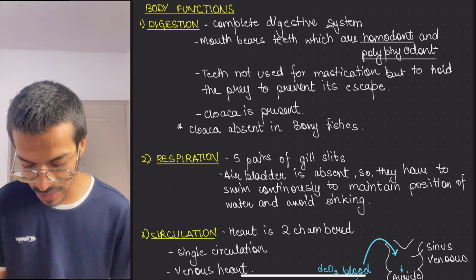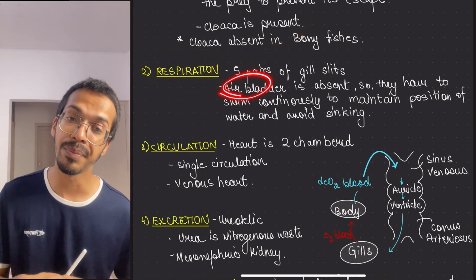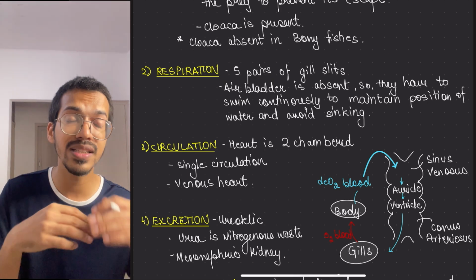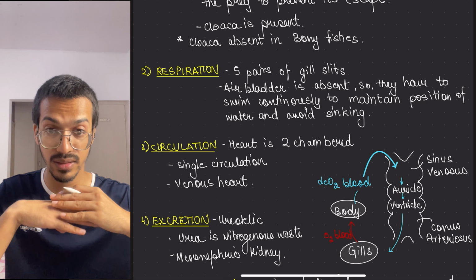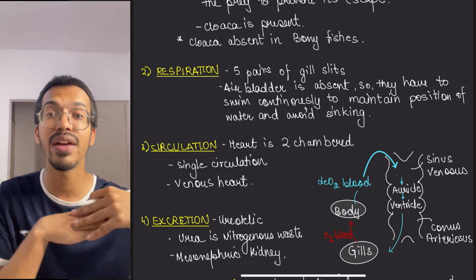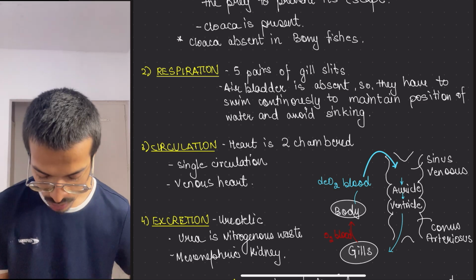Moving on to the respiration, it has 5 pairs of gill slits. Air bladder is absent in them, and if the air bladder is not there, means if they stopped, they will sink because of the weight. Okay, they don't have buoyancy, so they have to continuously swim so that they can avoid sinking. Okay, so this thing is there.